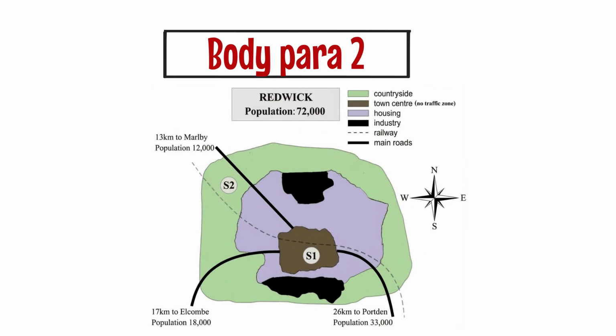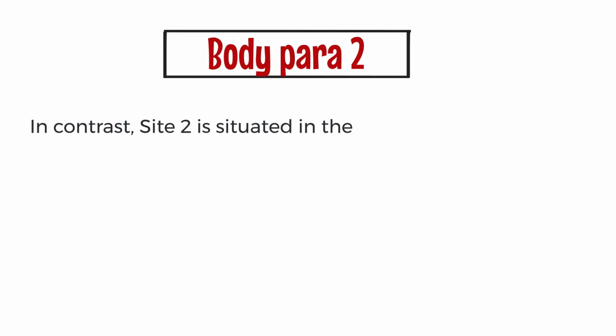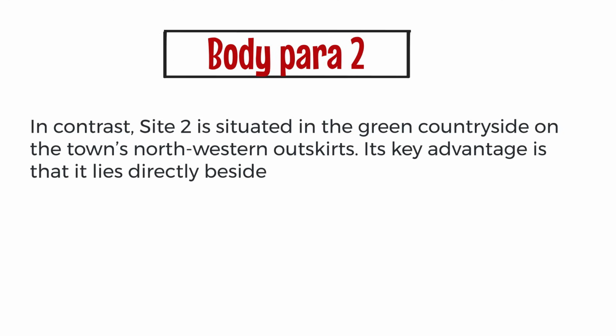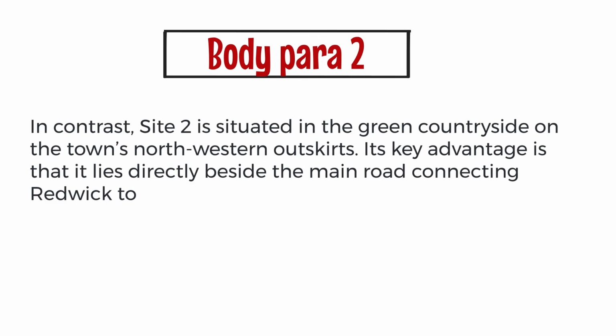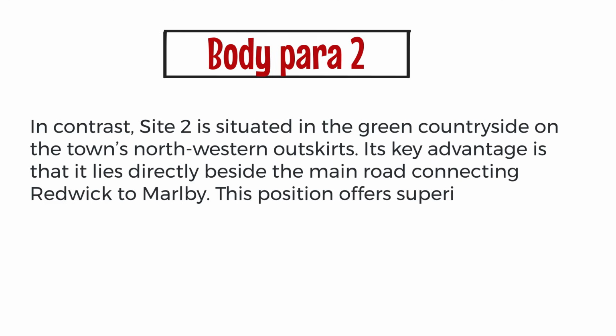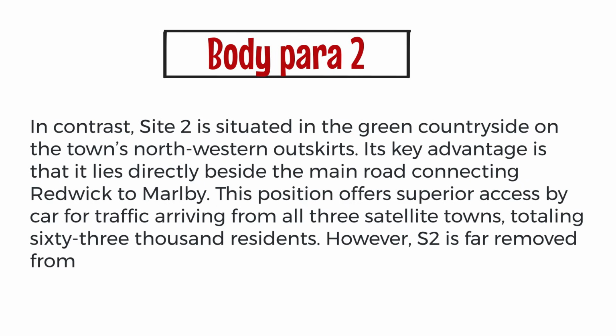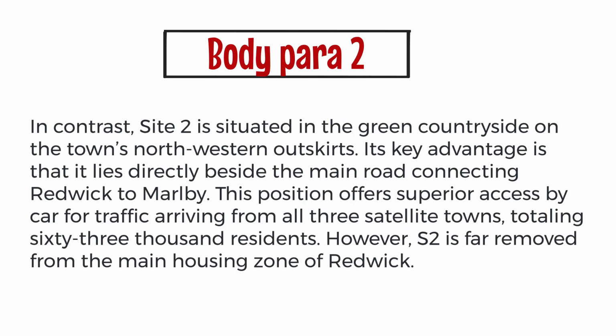Finally, for the last paragraph, we pivot to Site 2 and use comparison language to contrast it with S1. In contrast, Site 2 is situated in the green countryside on the town's northwestern outskirts. Its key advantage is that it lies directly beside the main road, connecting Redwick to Marlby. This position offers superior access by car for traffic arriving from all three satellite towns, totaling 63,000 residents. However, S2 is far removed from the main housing zone of Redwick.